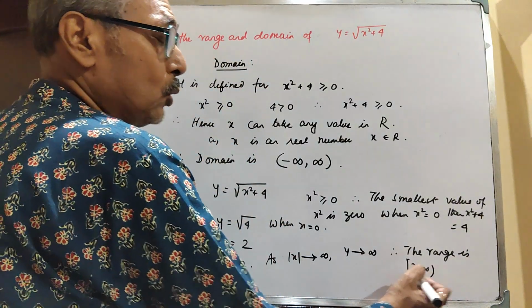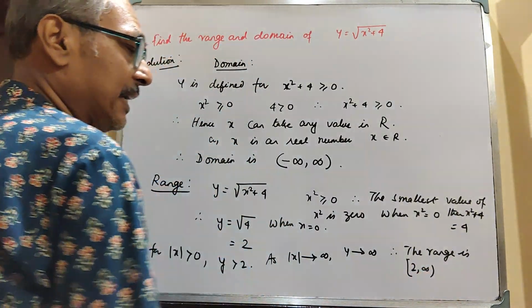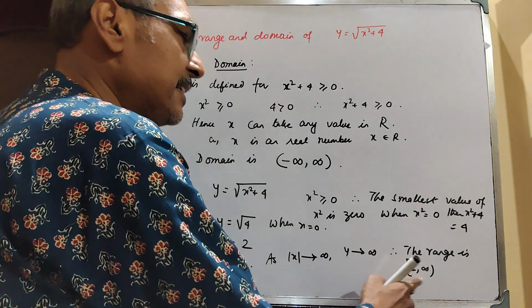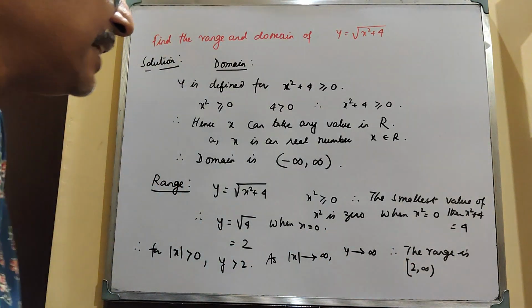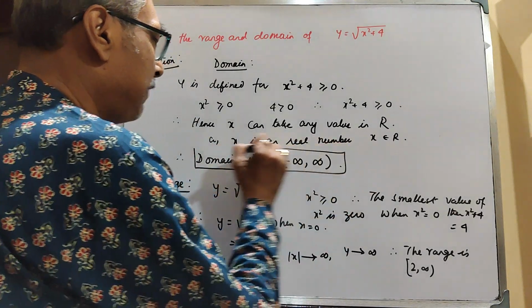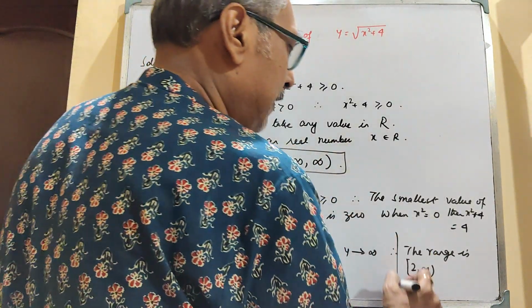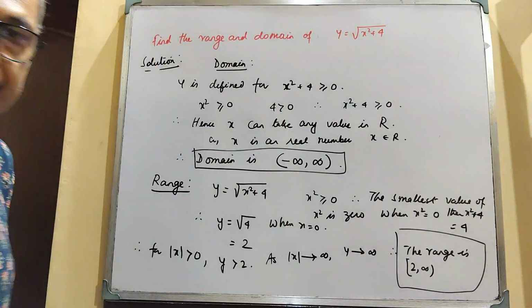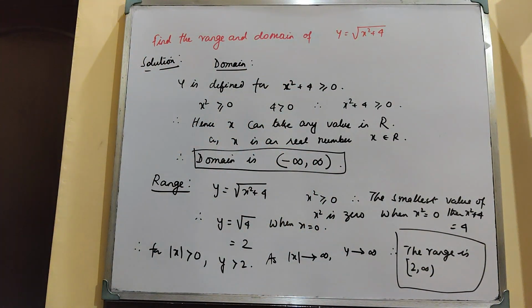Here we have a closed bracket, here we have an open bracket. That is, 2 is included, and infinity cannot be included, because infinity is not a number. So this is the domain of the function, and the range of the function is 2 to infinity, where the value 2 is included.